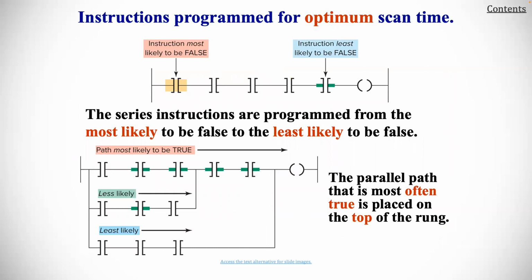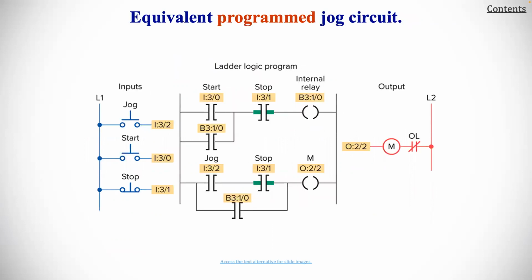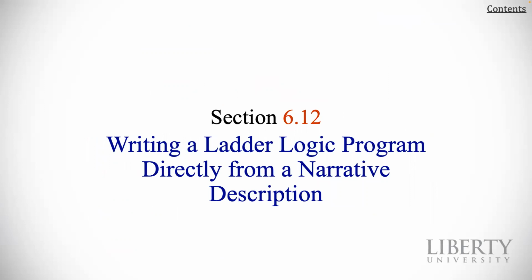Here we're showing the instructions programmed for an optimum scan time. The series instructions are programmed from the most likely to be false to the least likely to be false. The parallel path that is most often true is placed on the top rung of the list of rungs that you would have. Here we have a hardwired jog circuit with control relay, and you can refer to the textbook if you'd like to explore that further. And here is an equivalent program jog circuit, so you can go back and forth between those to compare them.